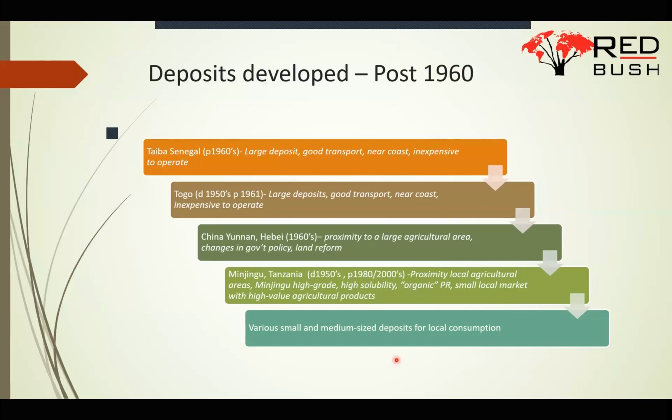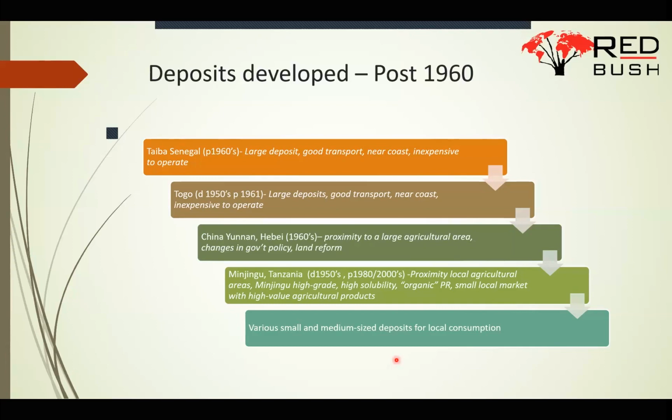So there's one other deposit discovered in the 1950s. And this is the African story in most cases for small deposits or smaller. So we have Togo and Taiba and Palabora and Morocco, and that's about it. Minjingu is a small deposit in Tanzania. It's discovered in the 1950s. It goes into production in the 1980s. The whole project fails by 1990 and just sits around doing nothing for about 10 years. And then about 2000, it goes back into production.